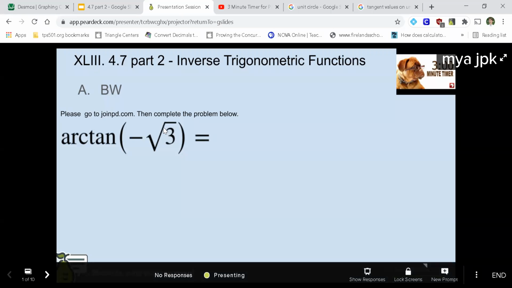First question, use your unit circle to find the arctangent of negative square root of 3. I'll give you 3 minutes, try it on your own, and then we'll go over it.